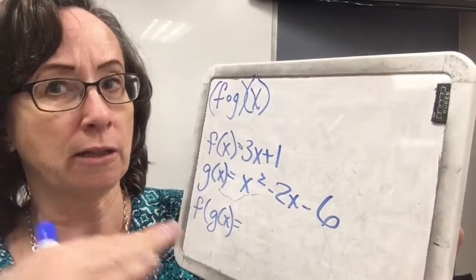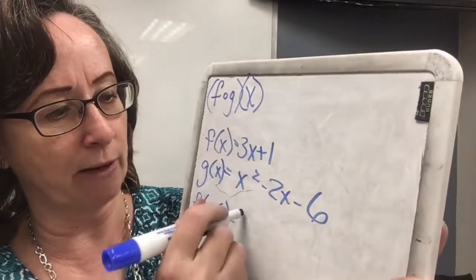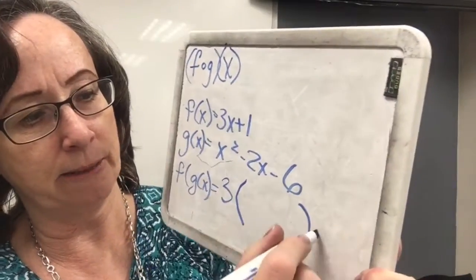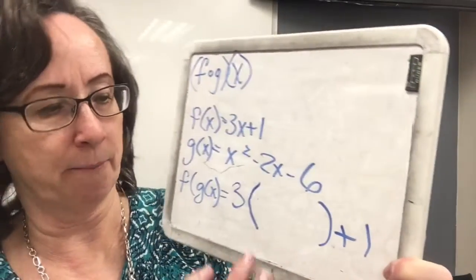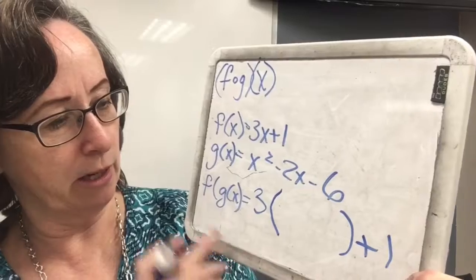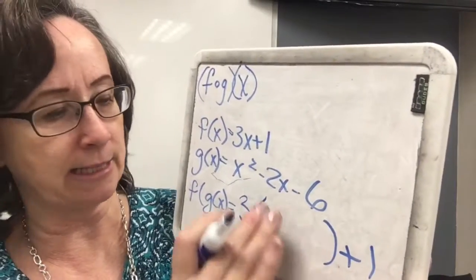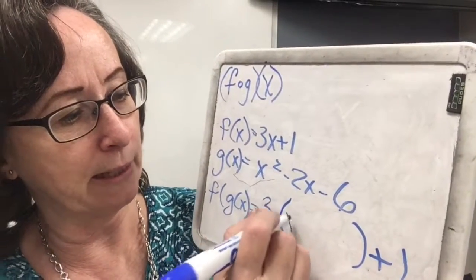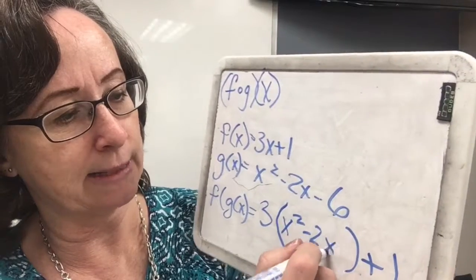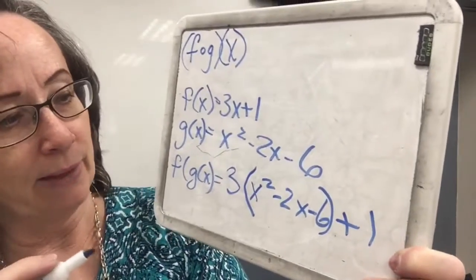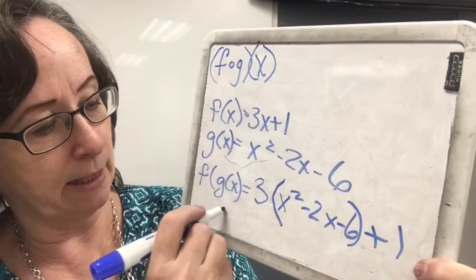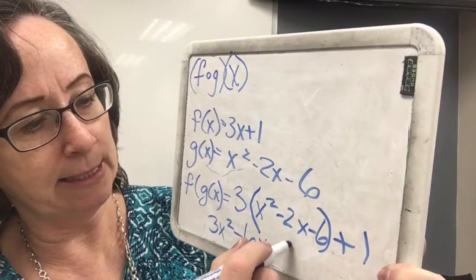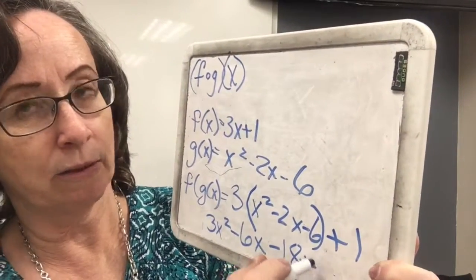So our f function is our base function. So we're going to write down 3, and instead of the x, I'm going to put a nice little parenthesis there, 3x plus 1. So there's kind of like my skeleton of my function there. So the f function goes in there, but I take out the x, I put in my parenthesis, and now in the place of that parenthesis, I will put x squared minus 2x minus 6, and then I will distribute. So I'm going to get 3x squared minus 6x minus 18 plus 1.